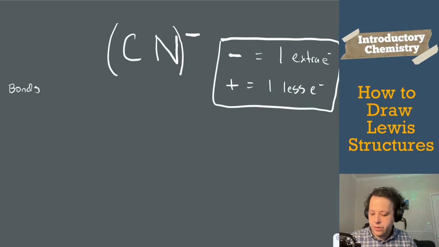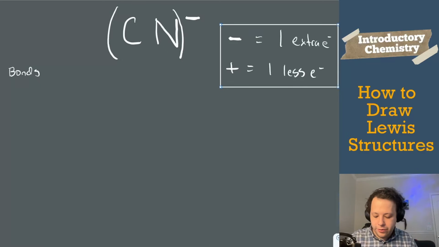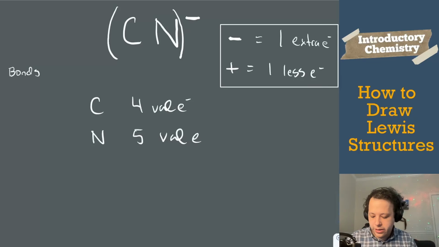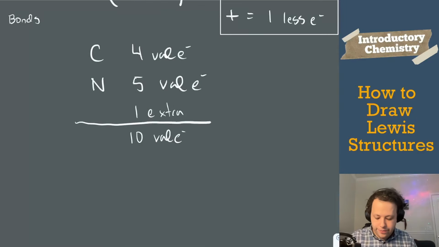Okay, so that means that when we do this, we're going to have one more electron. So if carbon has 4 valence electrons, nitrogen has 5 valence electrons. We're going to be getting one extra from the negative charge. So we're going to have a total of 10 valence electrons. So let's try and draw it. Let's write out our species. If I start with carbon, carbon we know has 4. Nitrogen has 5.